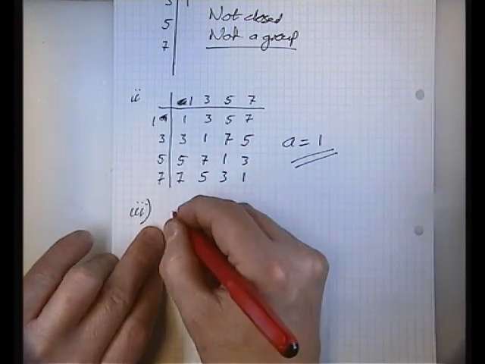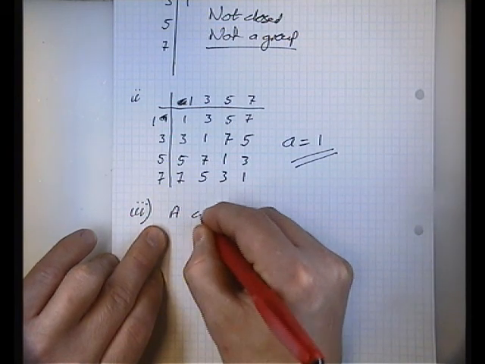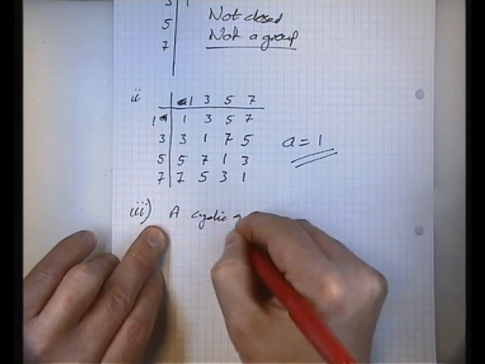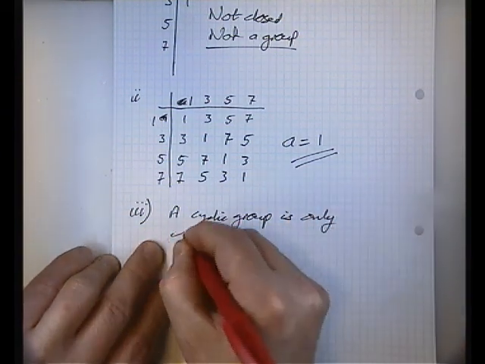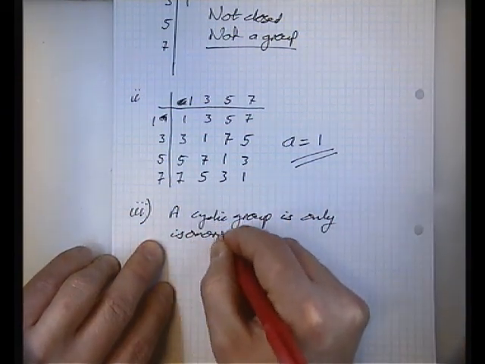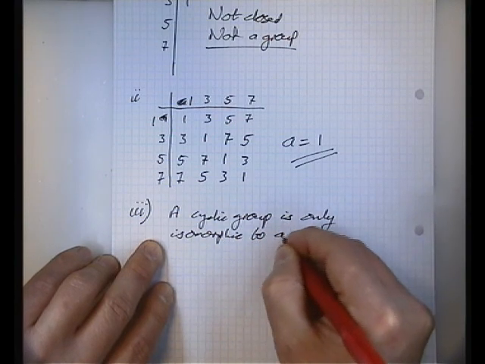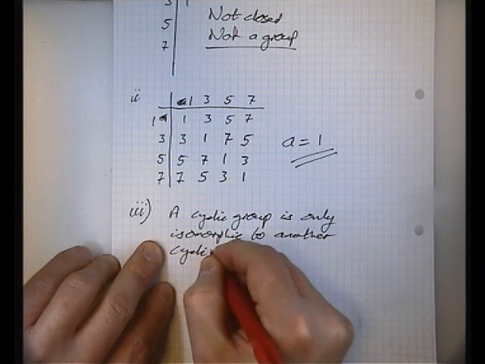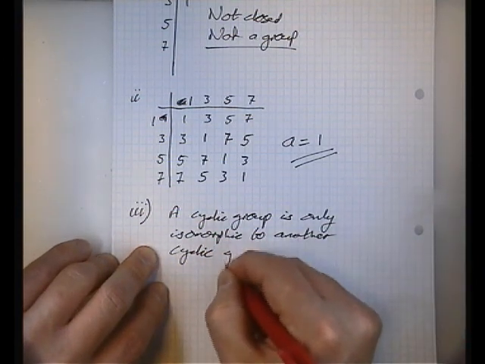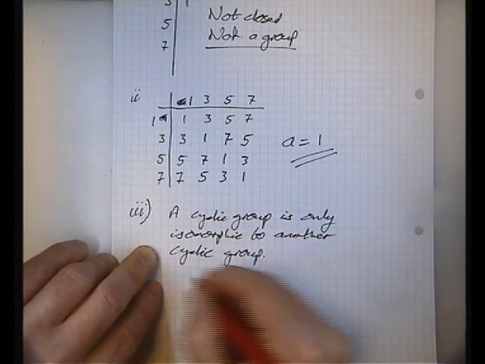A cyclic group is only isomorphic to another cyclic group because the structures of the groups have to be the same. You can't have a cyclic group isomorphic to one that isn't.